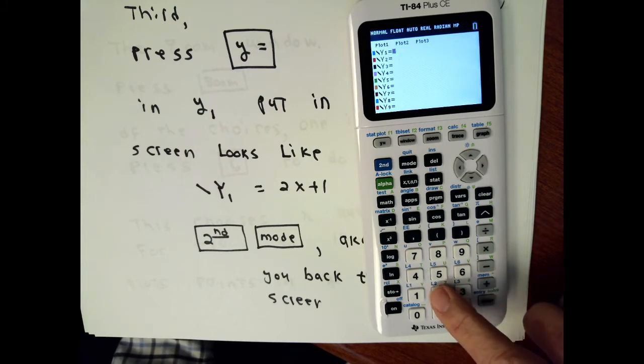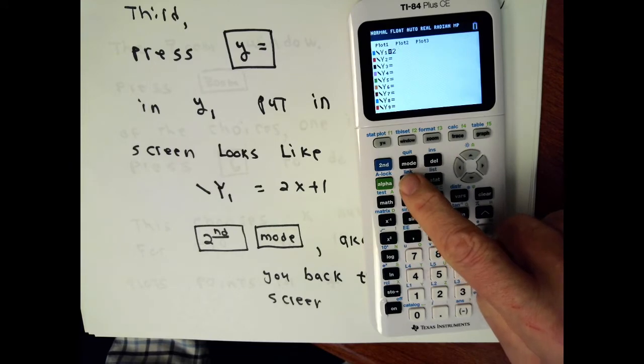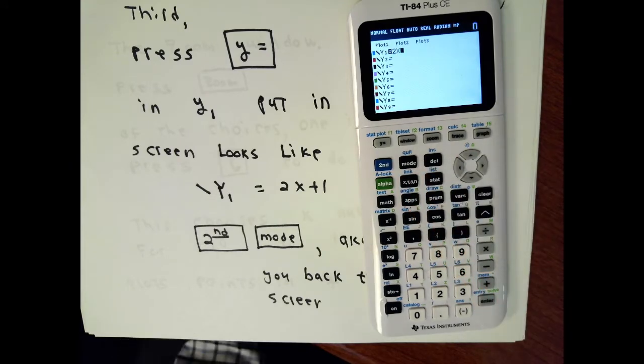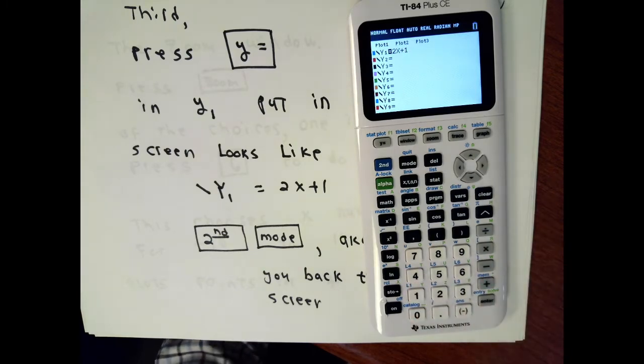So I'll say 2. The x button is right below the mode button. You'll notice that it has some other letters and stuff on it. We'll see some of that later as we go on. So y1 is 2x plus 1.